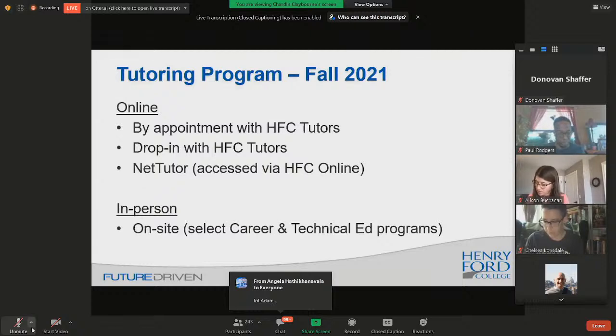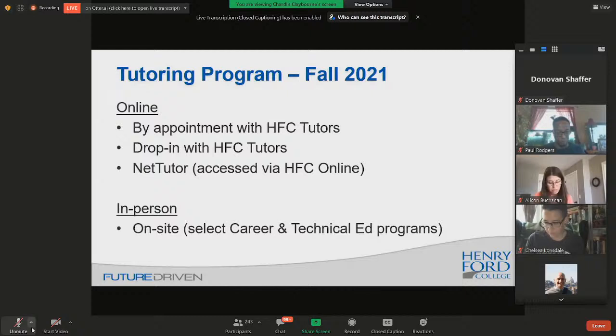Our tutoring program is going to be online totally for fall 2021. We continue to offer appointment-based tutoring with HFC tutors, as well as drop-in tutoring with HFC tutors. And we have NetTutor, which is available for many courses, 24/7, 365. And if not, they're scheduled for certain courses.